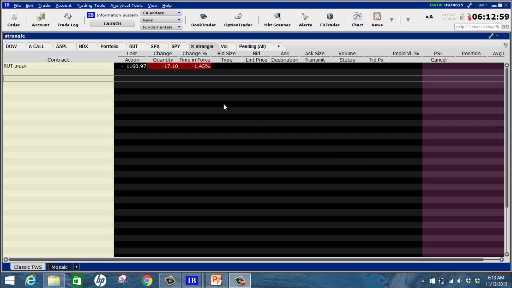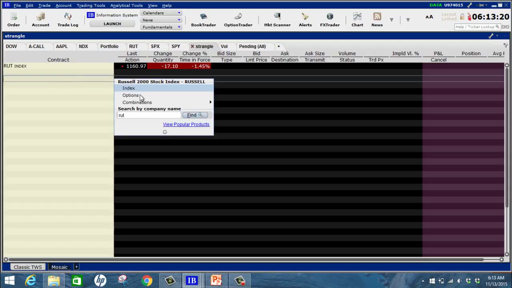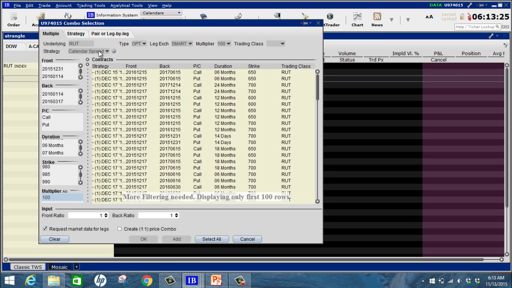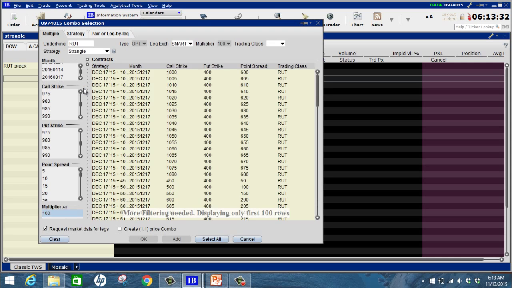So here we have the Interactive Brokers Trader Workstation platform. Just opened up a new tab here. We're going to take a look at Russell, and we're going to take a look at entering a couple of long strangles. So first thing we're going to want to do is set up our strangles on here. So we can go combinations and options combos. And we're going to select Strangle.